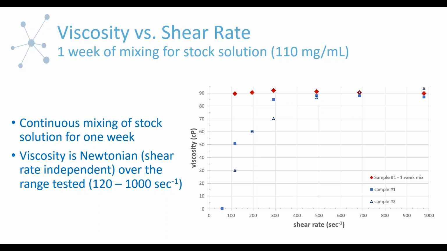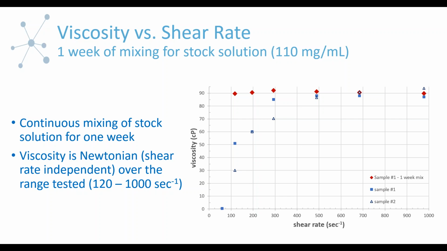Now what we see when we look at viscosity as a function of shear rate, I've included the previous data just for comparison, but the sample that was mixed for a much longer period of time and mixed continuously now shows Newtonian behavior. So shear rate independent viscosity over the range that we tested for this sample, which was about 120 to 1,000 inverse seconds. So clearly, something has changed about the sample.